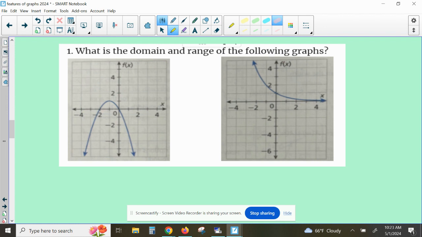Domain and range. So let's do domain. What color did I do domain in? Green. Okay, green. We're back on. Okay, so we want to talk about how far left and how far right. Where does this graph live? Now let's talk about the end behavior of this graph.